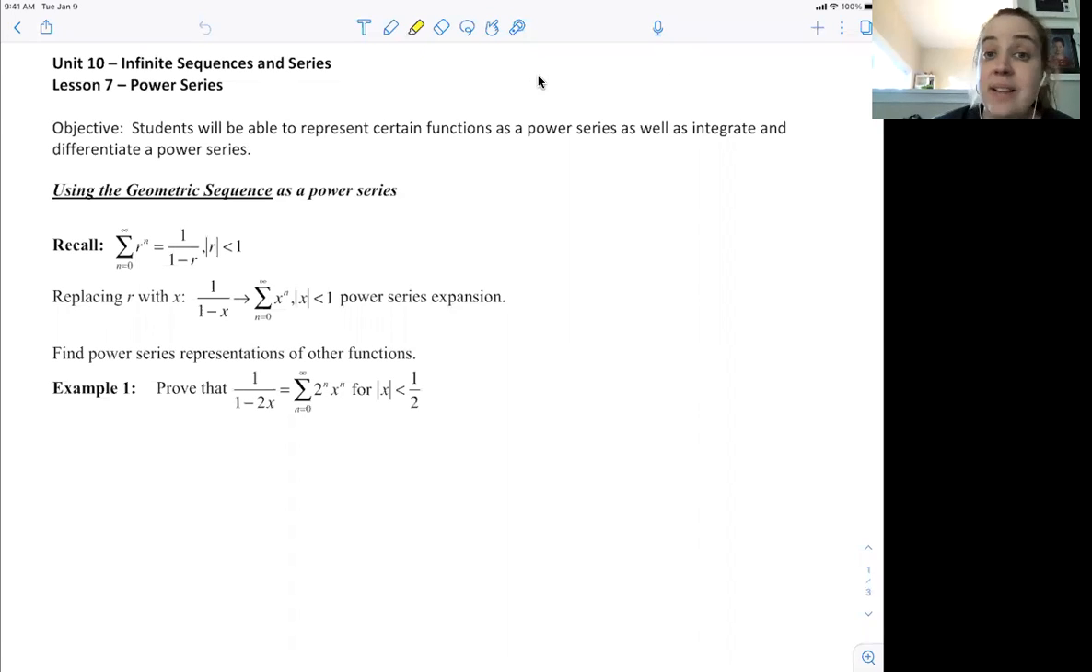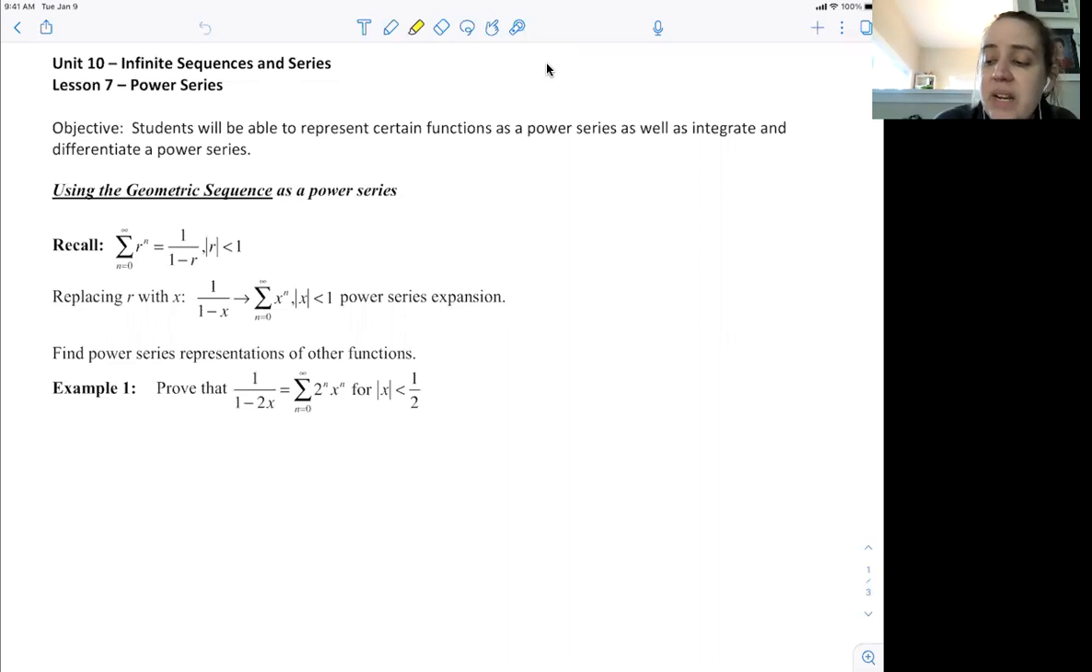We're looking at Unit 7 Power Series today. Not Unit 7, Unit 10. Good grief. Sequences and Series, Lesson 7, Power Series, kind of Part 2. So we'll be able to represent certain functions as power series, as well as integrate and differentiate a power series, which is kind of crazy that you can integrate and differentiate these things.